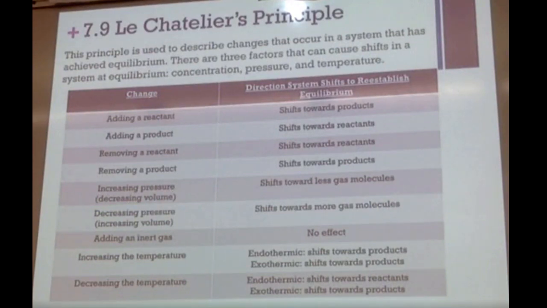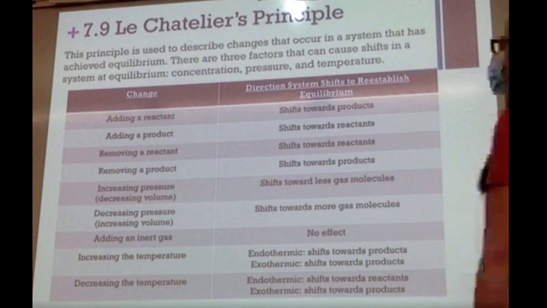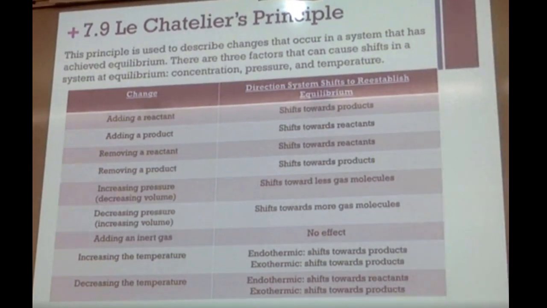Topic 9 looks at Le Chatelier's principle. If you remember, we talked about Le Chatelier's principle being what happens if we have a system at equilibrium and then we make a change. A system has to be at equilibrium first in order for us to use Le Chatelier's principle. There are 3 main factors that can cause a shift in a system that's at equilibrium. We change concentration, we change pressure, or we change temperature.